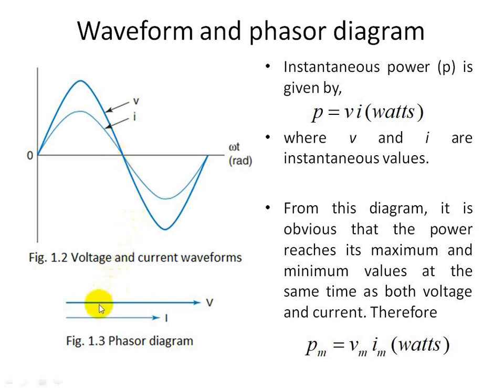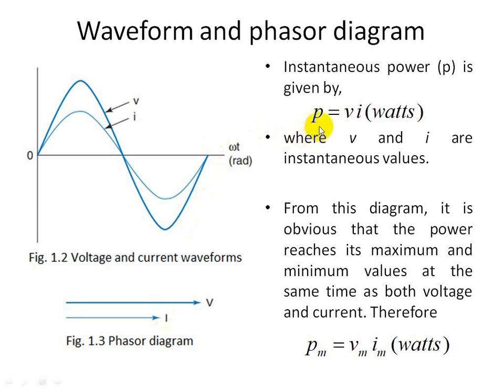Coming to the phasor diagram, the phase angle between the quantities is shown in the phasor diagram. Here the two lines are parallel. The voltage phasor and current phasor are drawn parallel. It means that they are in phase. There is no phase difference between voltage and current.